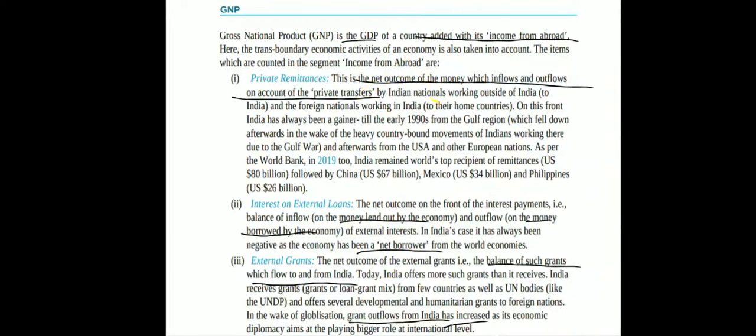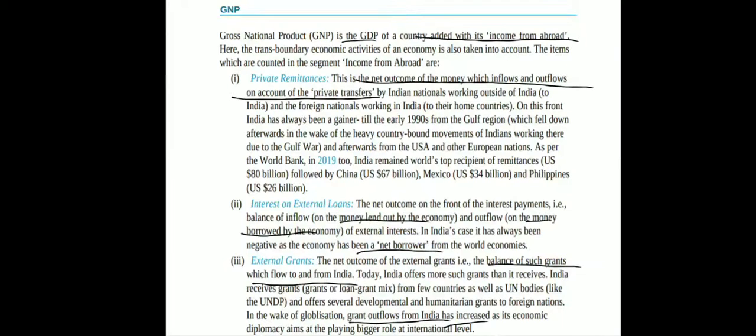The second part is the interest on external loans, that is the money lent out by the economy and the money borrowed by the economy. The interest, the net outcome of all those is considered into the income from abroad. In case of our country, we have remained a net borrower from the world economies.